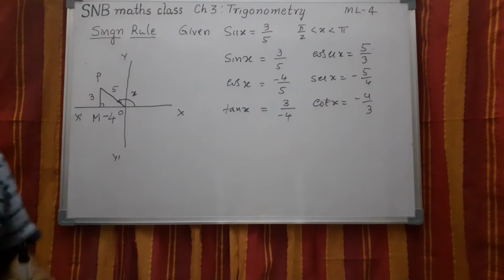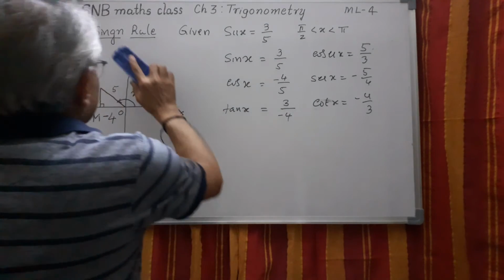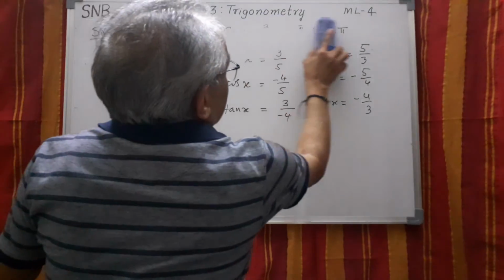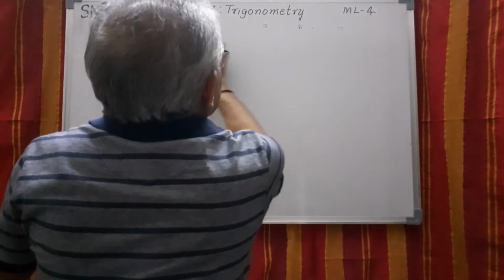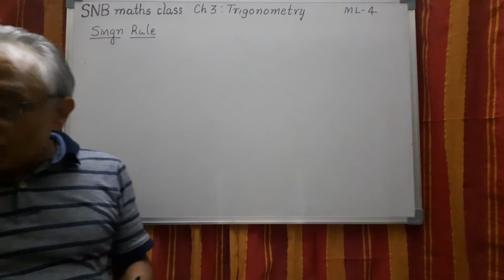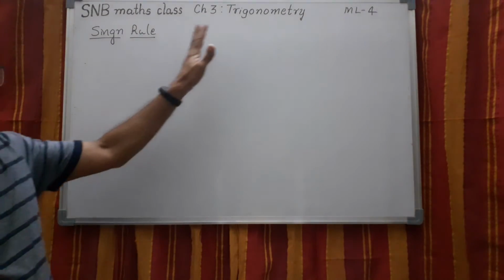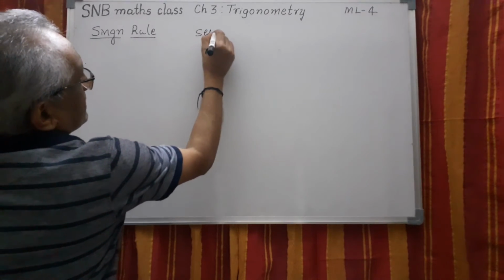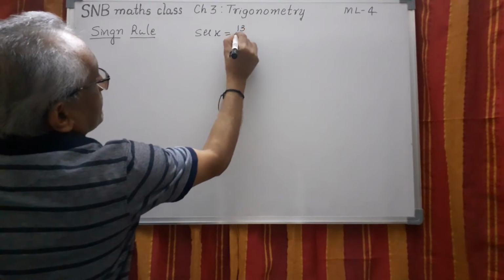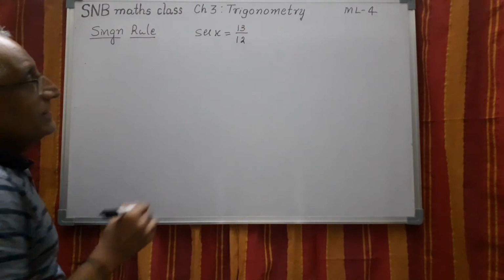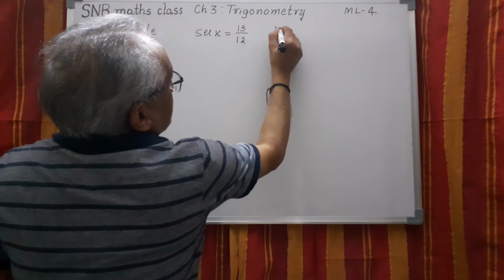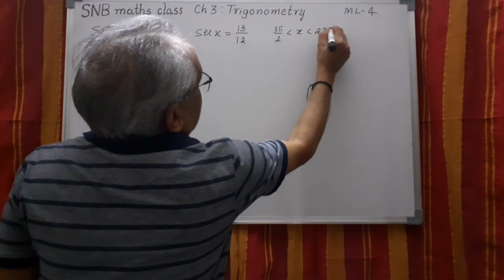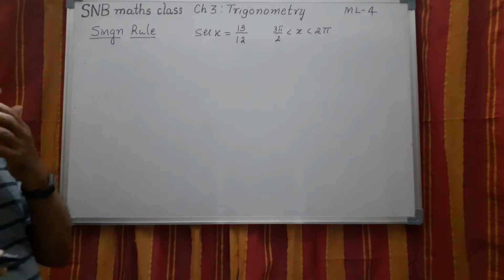Let me show you one more example where I am taking another quadrant. With that, I think you can do any such question. Given any one trigonometric ratio and the magnitude of the angle, definitely you can find all the remaining trigonometric ratios. Say, for example, it is given that secant x equals 13 by 12, and what is given is 3 pi by 2 less than x less than 2 pi. Now you have to find all the remaining trigonometric ratios.